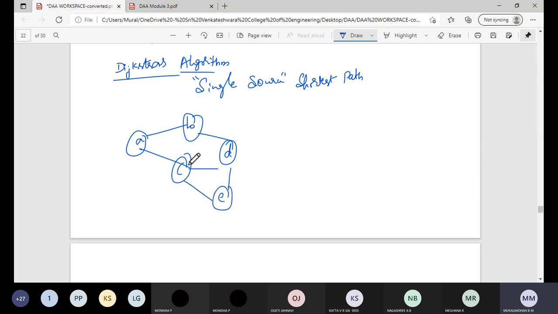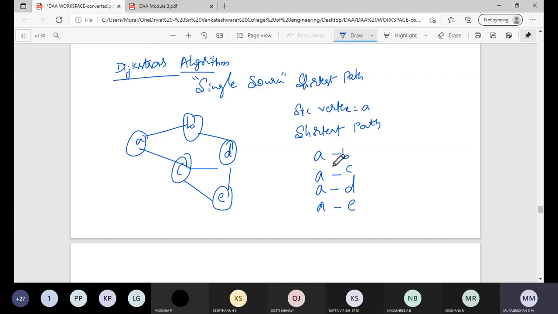Suppose this is a graph we are having, right? If I take the source vertex as A, then I need to find the shortest paths from A to B, A to C, A to D, and A to E. You can see the source vertex is A. I need to find the shortest paths from the source vertex to all other remaining vertices of the graph. So that is what it says, single source shortest path.